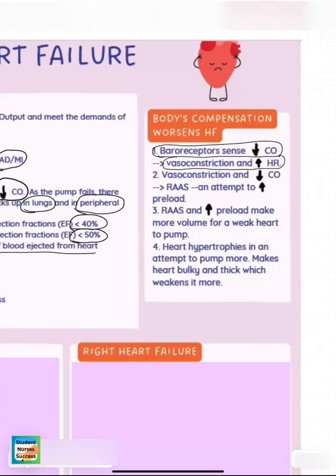The problem is when the vessels all start to vasoconstrict, that vasoconstriction, along with a decrease in cardiac output, causes the RAS system, or the renin angiotensin aldosterone system, to cycle up. The RAS system tries to increase preload or increase volume. It does this because it senses this decrease in cardiac output and it automatically thinks that it needs more volume to pump. Now remember, preload is volume.